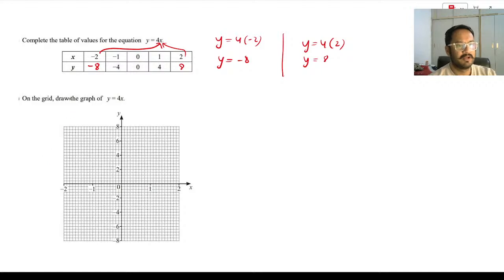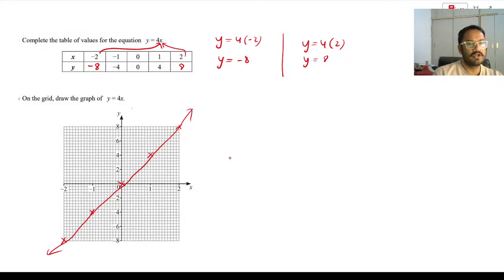Now you need to plot the graph. Now minus 2 and minus 8 will be somewhere here. Minus 1 and minus 4 will be somewhere here. Then 0 comma 0 will be somewhere here. And then it is 1 comma 4, so 1 comma 4 will be here, and 2 comma 8 will be somewhere here. Because I don't have a scale, I'll make a straight line with my hands. So by that way you got the equation of the line.